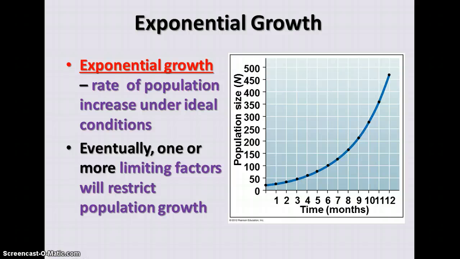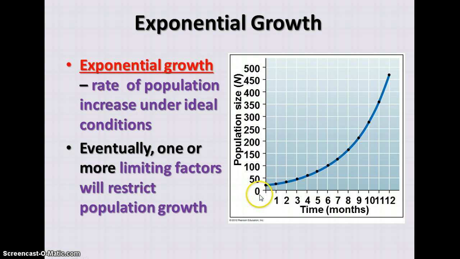Now, another thing that we talk about with populations is growth, and all populations have some kind of growth rate. This is a graph showing exponential growth. This is the rate of population increase under ideal conditions. Everything is just perfect for this population, whatever it happens to be.